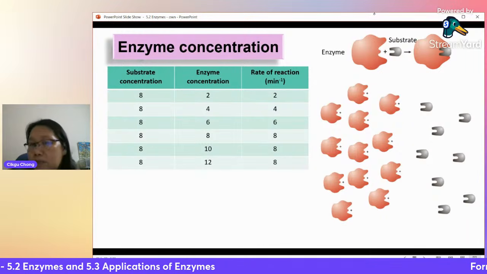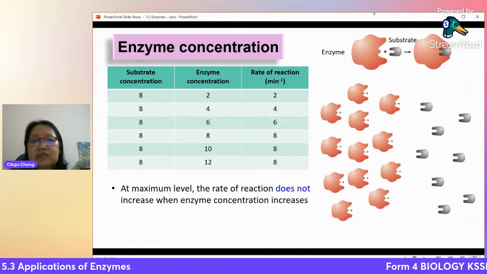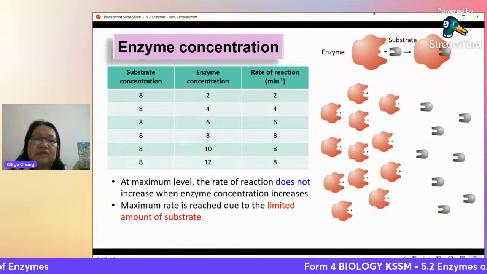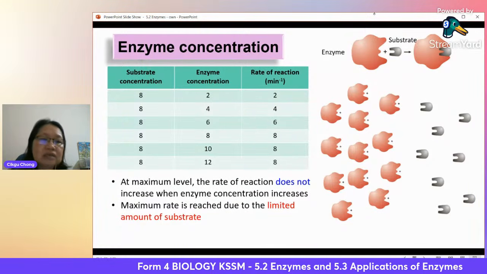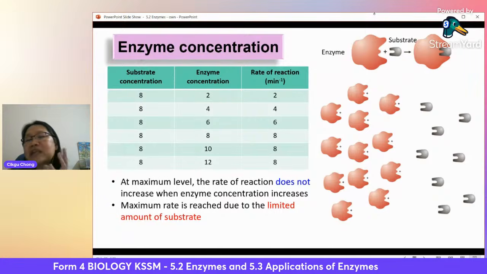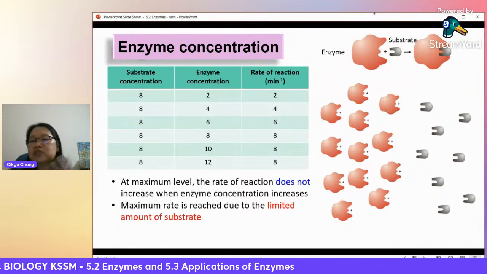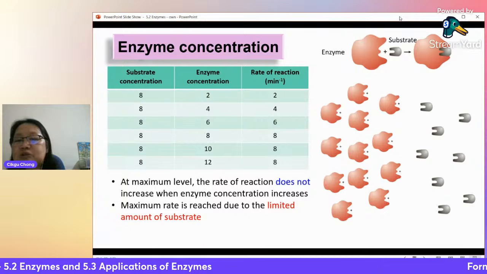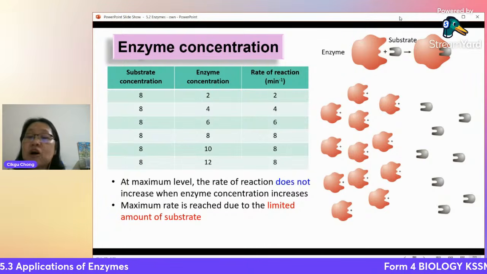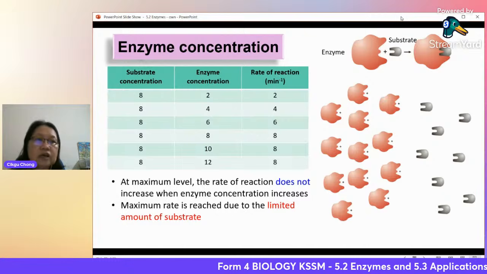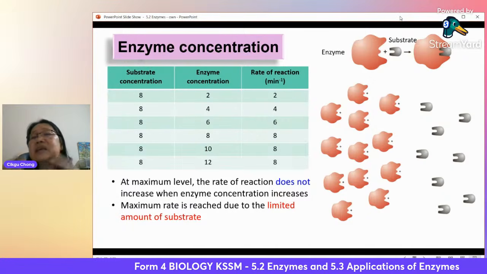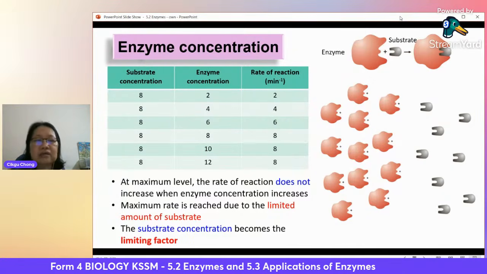So what is the problem now? The problem now is you do not have enough substrate. So the maximum rate is reached due to the limited amount of substrate. So now what is the limiting factor? What is stopping it? Yes, you get it already. Yes, the enzyme concentration. You're missing the word there. Matthew, you need to put in the word concentration. So now the enzyme concentration is the limiting factor. It's the one that's stopping it.